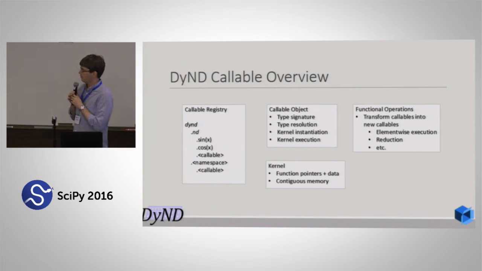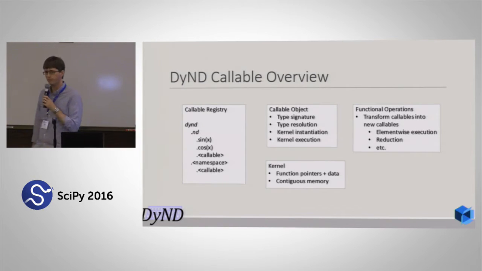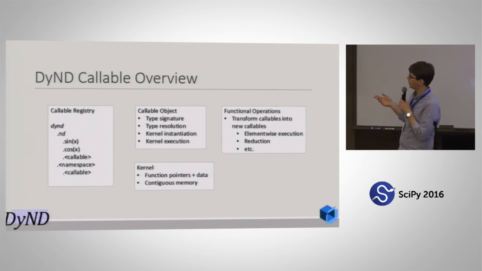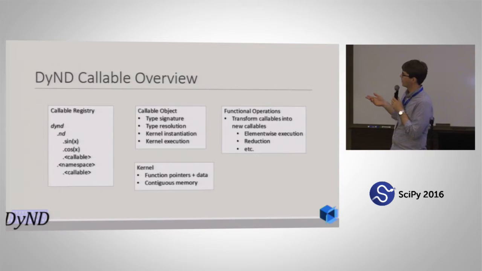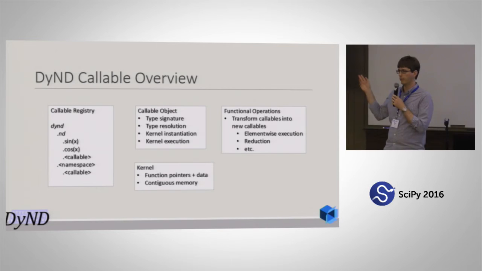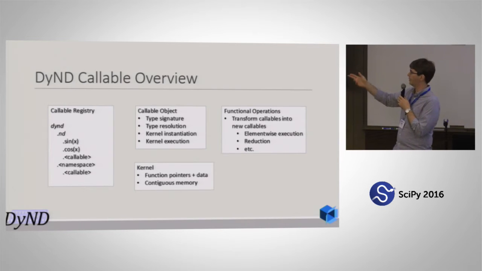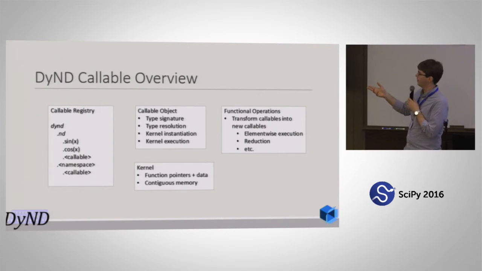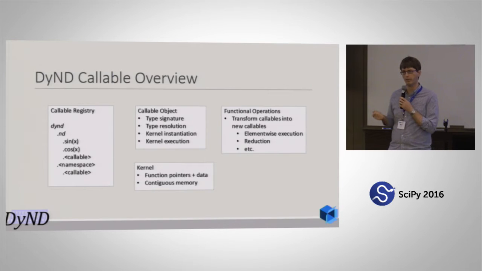So let's start with an overview of the major pieces of the DyND callable. We've got a registry where all the functions that are intended to be published and exposed to the system go. It's got a namespace structure, and we've mirrored the dynd.nd namespace from the Python bindings inside of DyND's own representation of where its functions go.